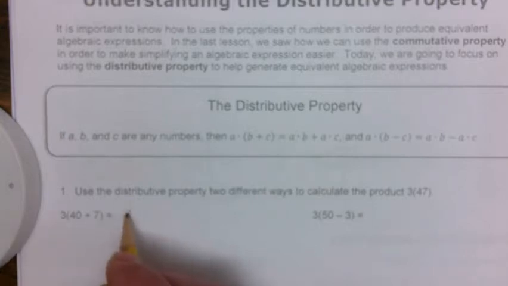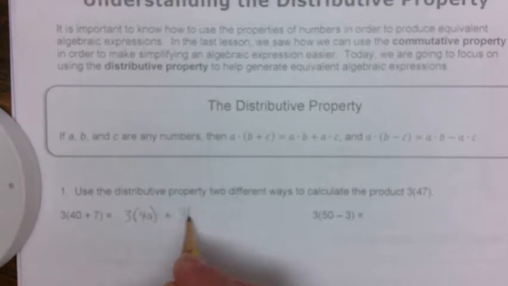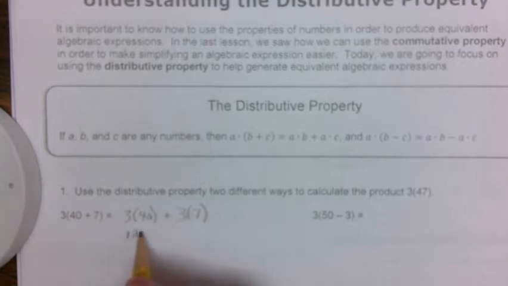So we're going to do 3 times 40, and then 3 times 7, and the answers to those we're going to add together. 3 times 40 gives us 120. 3 times 7 gives us 21. And when we add those together, we get an answer of 141.